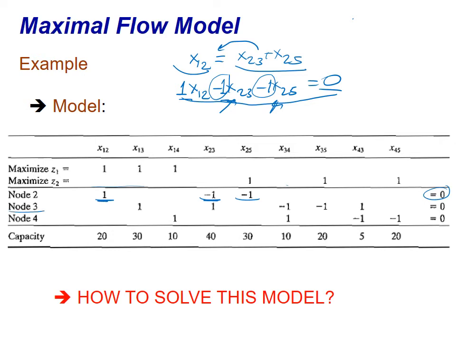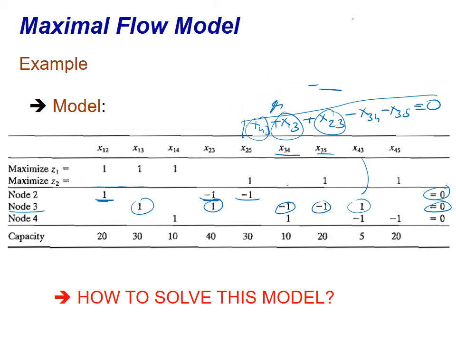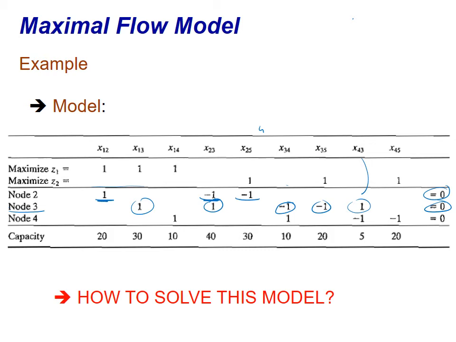And for node 3 we do the same thing. The constraint was x13 plus x23, the inflow, minus the outflow x34, x35, and there's another inflow here which is x43. Okay, it should be equal to the outflow. Then what we do, we put 1 to x43, 1 to x13, and 1 to x23, and then -1 to x34 and x35, and the right-hand side is 0. We do the same thing for node 4. Okay, and then we have our capacity constraints, which is very easy.